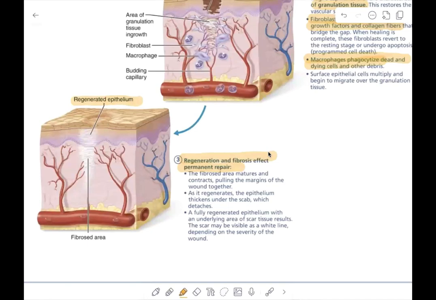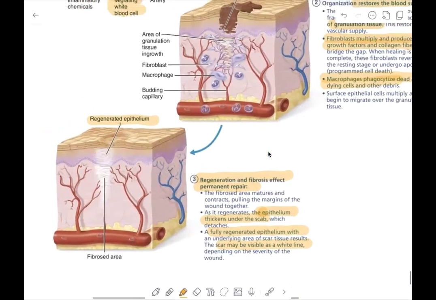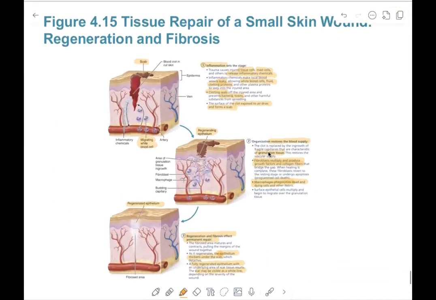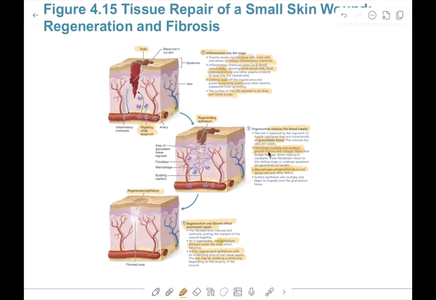So that fibrosed area matures, contracts, pulls the margin of the wound together, and as it regenerates, the epithelium thickens under the scab, which then detaches. So there's no more scab, no more Band-Aid, and we have a fully regenerated epithelium with underlying area of scar tissue, and that scar left over may be visible, but the majority of it is gone. So that is going to complete our lectures for Chapter 4. So congratulations, you're done with Unit 1.